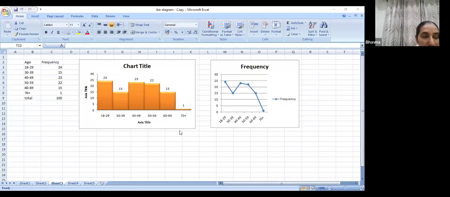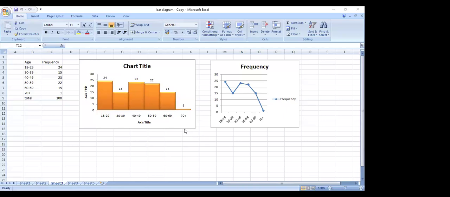Is this visible? No, ma'am, nothing as of now. Okay, fine. Wait a second. Is the Excel sheet visible now? Yes, ma'am, it's visible. Okay, fine.